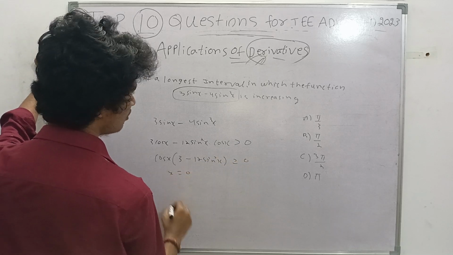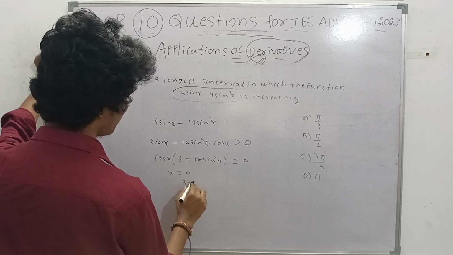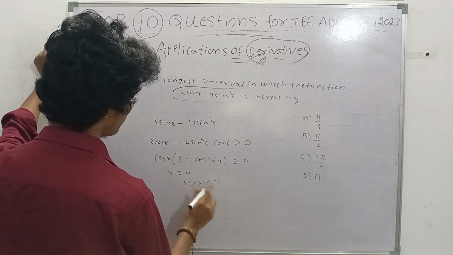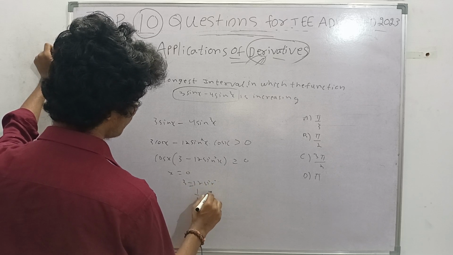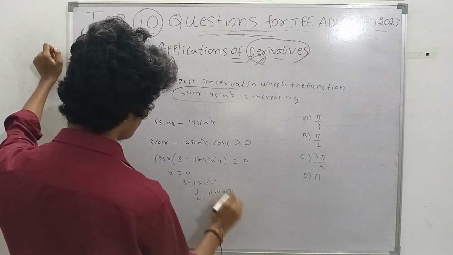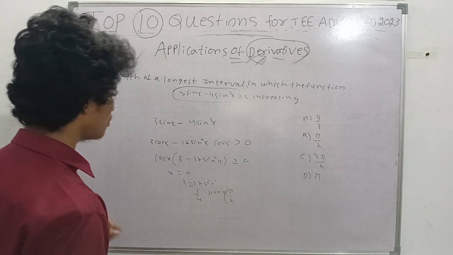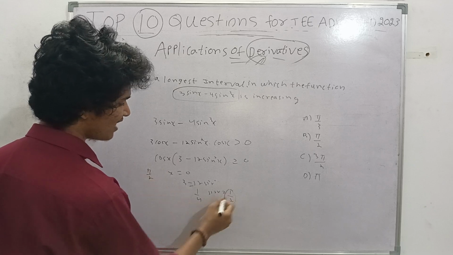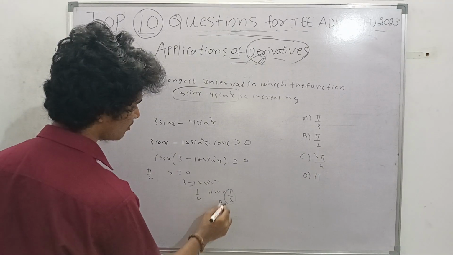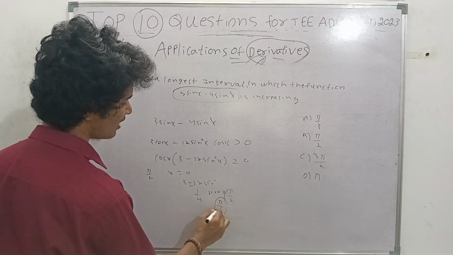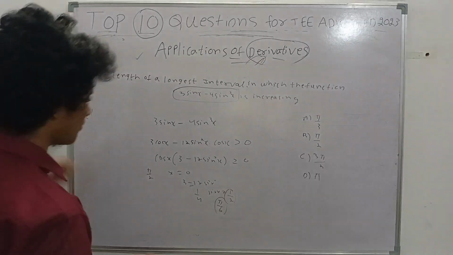So cos x equal to 0 and 3 minus 12 sin square x equal to 0. It will be sin square x equal to 1 by 4, so sin x equal to 1 by 2. When cos x equal to 0? When it is pi by 2. When sin x equal to 1 by 2, it will be pi by 3. No, it is pi by 6 because sin 30 is 1 by 2. So pi by 2, pi by 6.